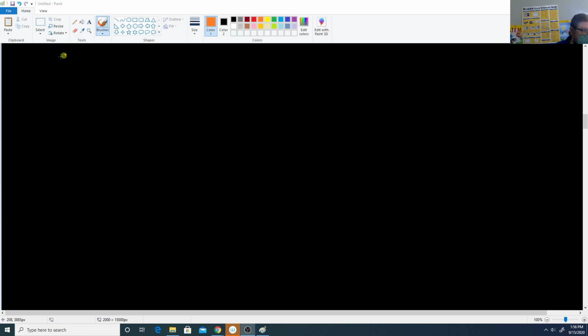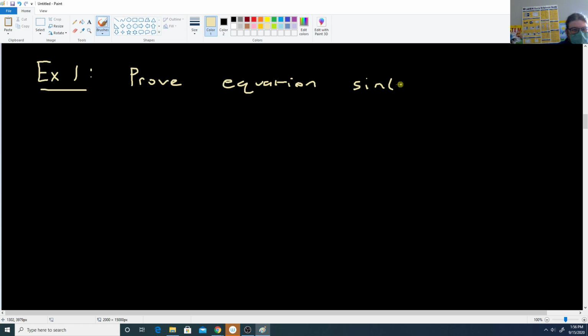Okay, so we're going to look at our example now. First example, example 1 from the textbook. What it wants us to do is prove that the equation sine of x equals 0.3 has at least one solution. Okay.